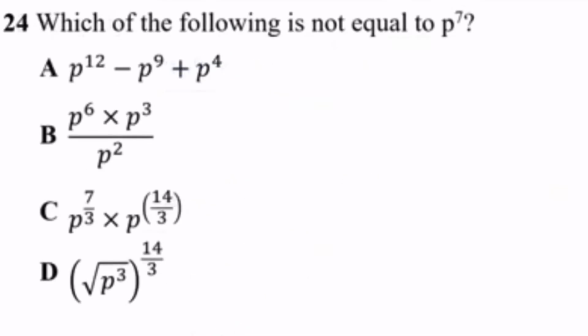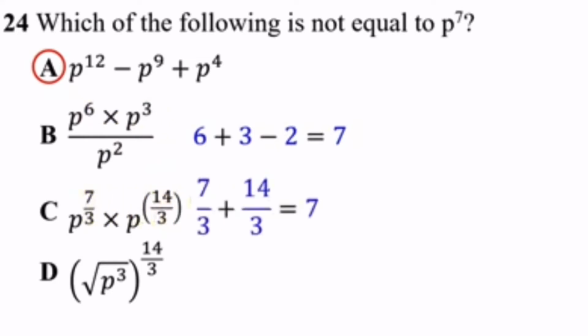The next question is also about the index number: which one is not equal to p power 7? So if you work out the index number, a obviously is not power 7. For b, yes, you take the power, you add and subtract. C also, you add, you get the power 7, and d also, you simplify, you get 7.